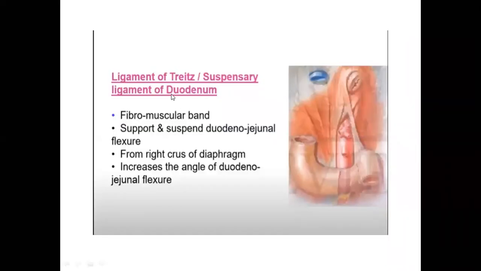Now, what is this ligament of Treitz? Basically, it's a fibromuscular band. You can see here this fibromuscular band. It is supporting and suspending the duodenojejunal flexure, where the duodenum is ending and the jejunum is beginning. It is attached to the right crus of the diaphragm, and it increases the angle of the duodenojejunal flexure.